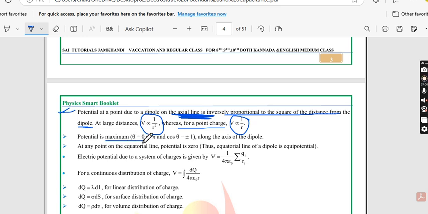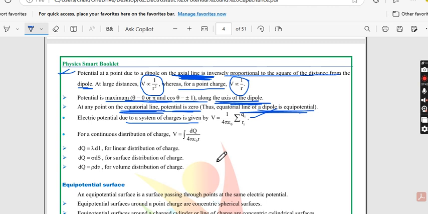Now the potential is maximum when theta is equal to 0 degree or pi, then cos theta will become plus or minus 1, along the axis of the dipole. Now if any point is on the equatorial line, the potential will become 0. What will be cos 90 degree? It will be 0. So the potential on the equatorial line of a dipole will be 0. Then the potential due to a system of charges is V is equal to 1 by 4 pi epsilon naught into the sum of Qi divided by Ri.